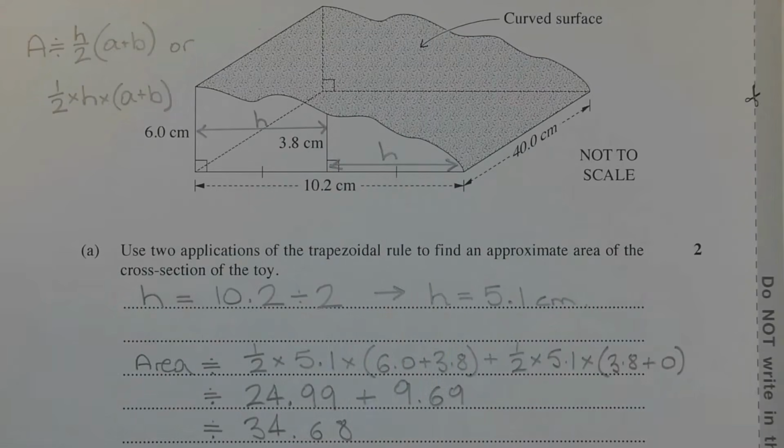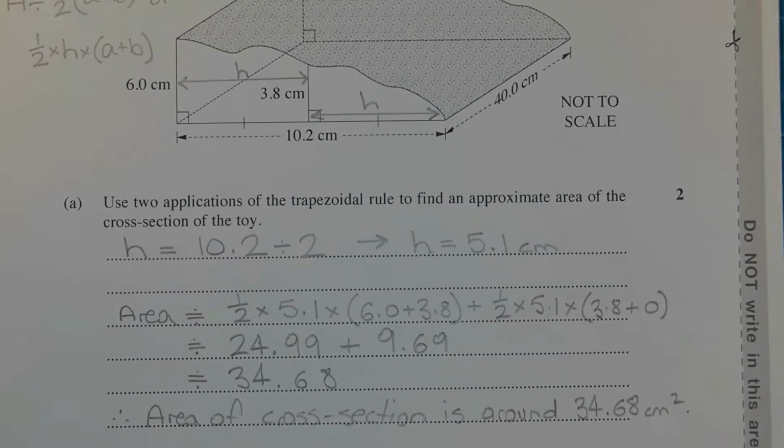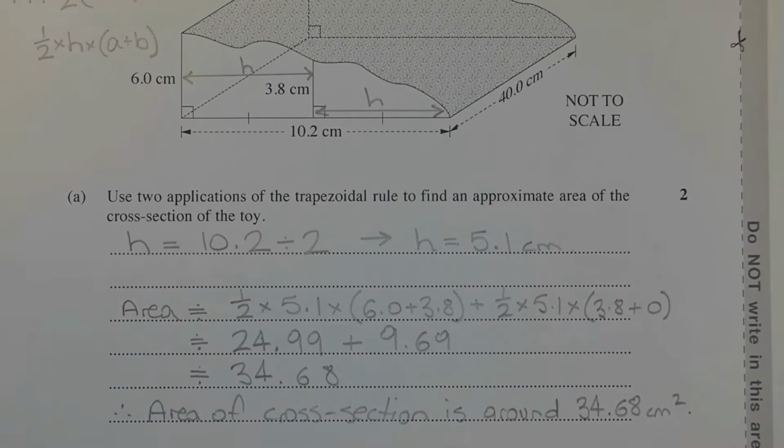Then we add the two approximations together. So half times 5.1 times (6.0 plus 3.8) gives us 24.99, and half times 5.1 times (3.8 plus 0) gives us 9.69. So adding those together, we get 34.68. Therefore, the area of the cross section is around 34.68 square centimeters.